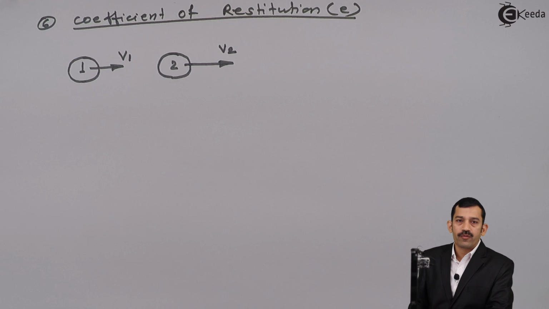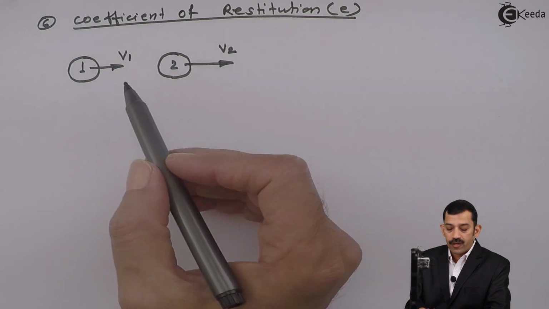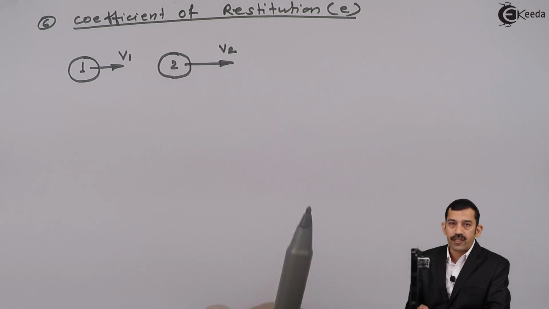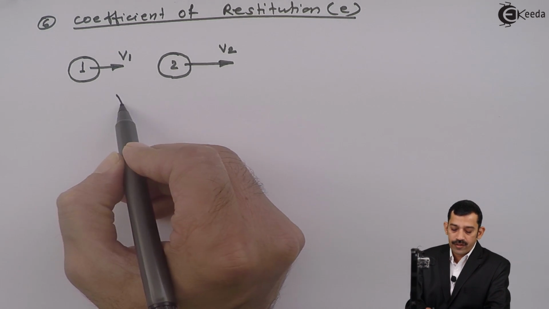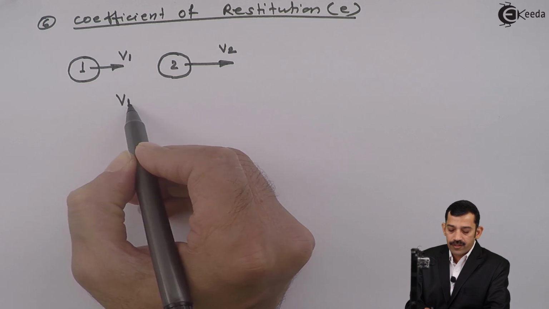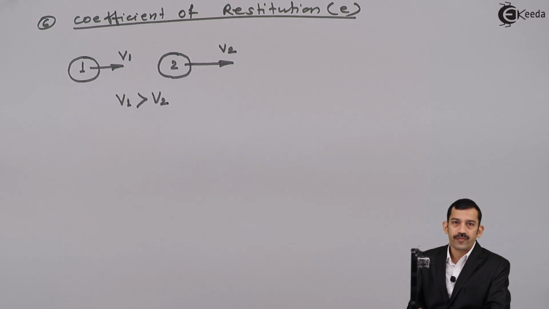That means both the bodies are moving in the same direction. And if I say body 1 strikes with body 2, then the velocity of body 1 must be greater than the velocity of body 2. Then only body 1 strikes with body 2, or you can say collision takes place or impact takes place. That means for this collision, the velocity of body 1 must be greater than the velocity of body 2. Then body 1 strikes with body 2.